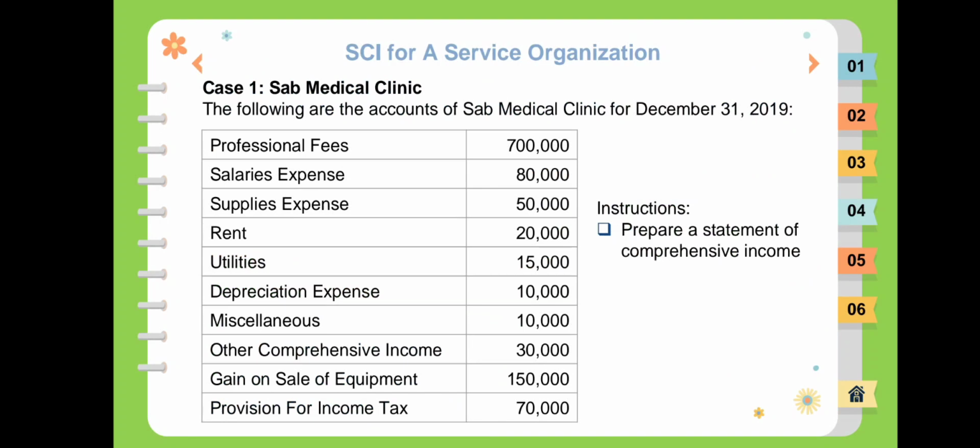Now, let's try preparing a statement of comprehensive income for a service organization. Case number 1, sub-medical clinic. The following are the accounts of sub-medical clinic for December 31, 2019. Take note of these amounts. Of course, the accounts also. Accounts and their equivalent amounts. So, ito yung gagamitin natin na mga data in preparing the SCI.